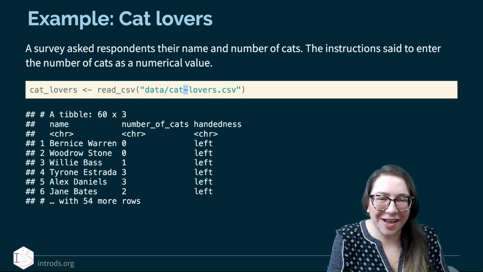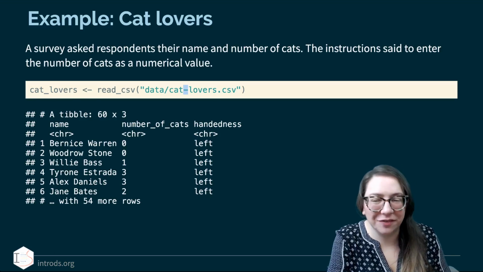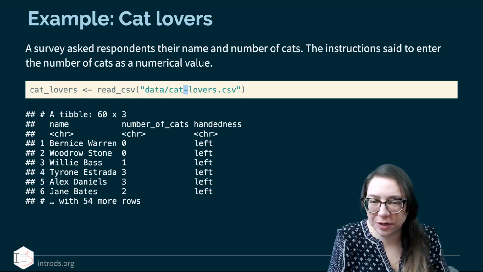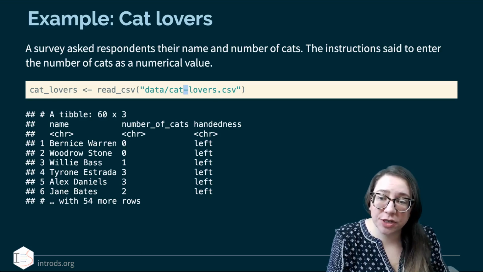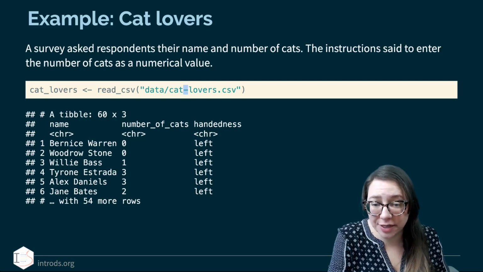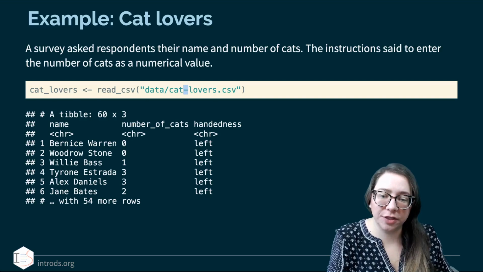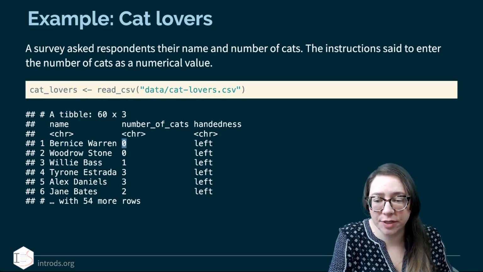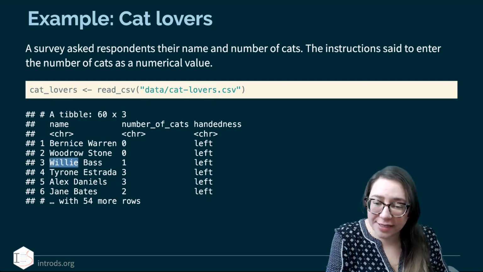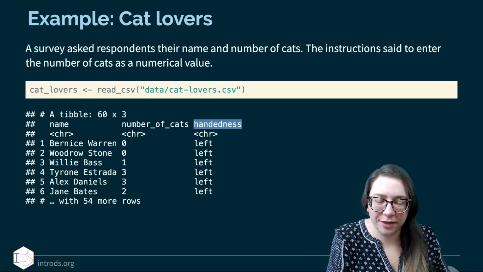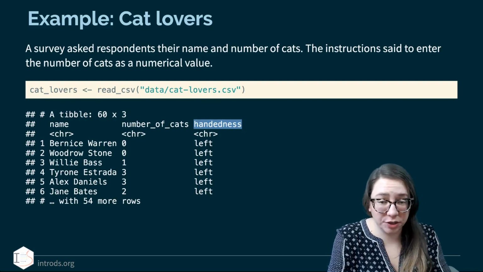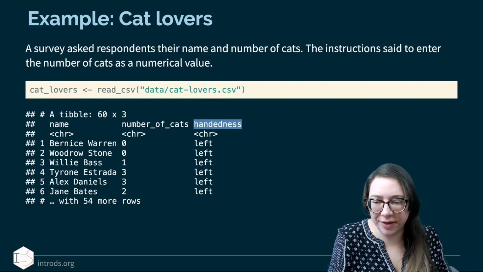The data that we're working with is called cat lovers, and let's suppose that it comes from a survey that asked respondents their name and the number of cats. And the instructions said to enter the number of cats as a numerical value. So for example, Bernice Warren took the survey and they said they had 0 cats versus Willie Bass took the survey and they said they had 1 cat. There's also a handedness variable where we ask the survey takers whether they use their left or their right hand or if they're ambidextrous, but we'll get to that later in the video.